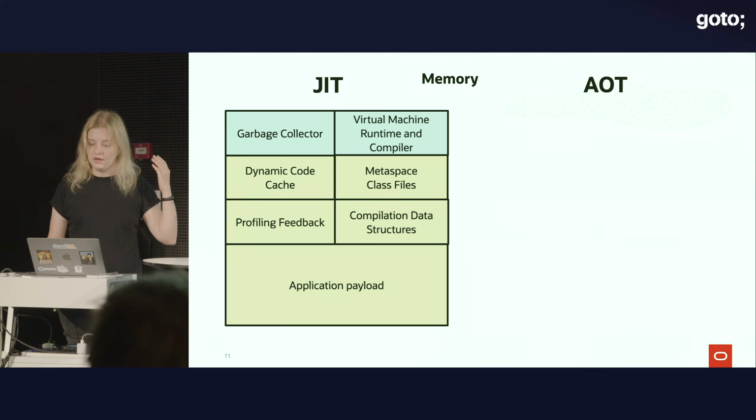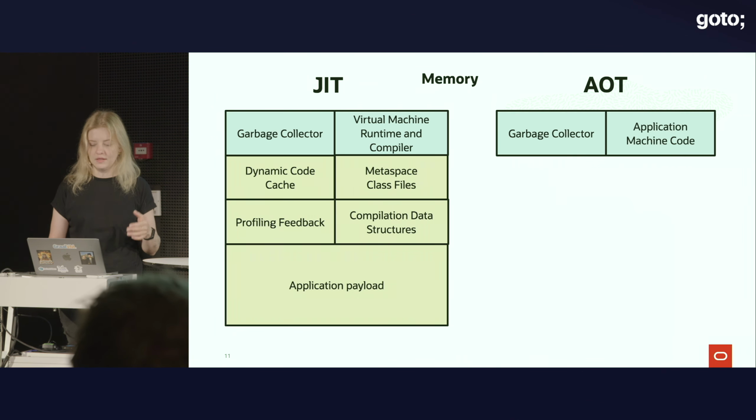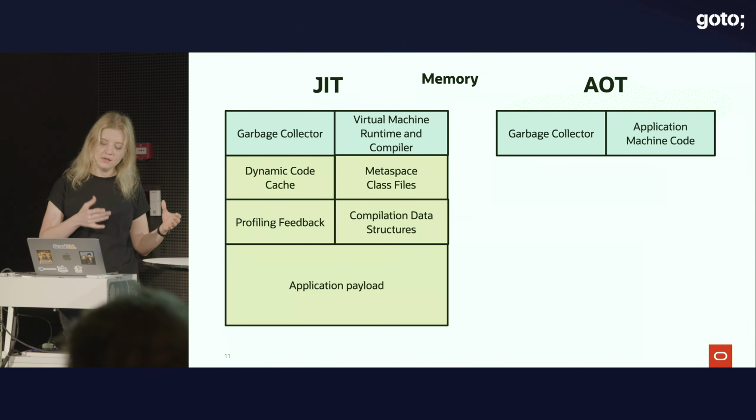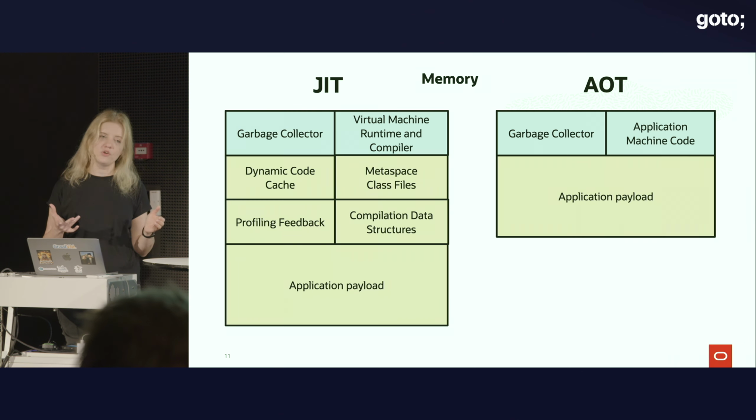While in the native image mode, so an ahead-of-time compiled application, you need memory only for the slim runtime implementation that native executables contain within themselves as part of your application payload, but you don't need to keep around memory for all that code execution infrastructure because there is no dynamic code compilation happening at runtime.